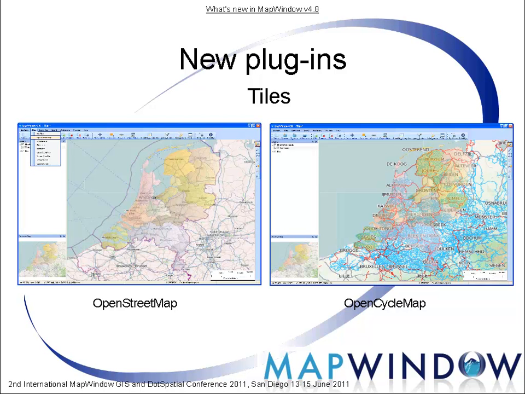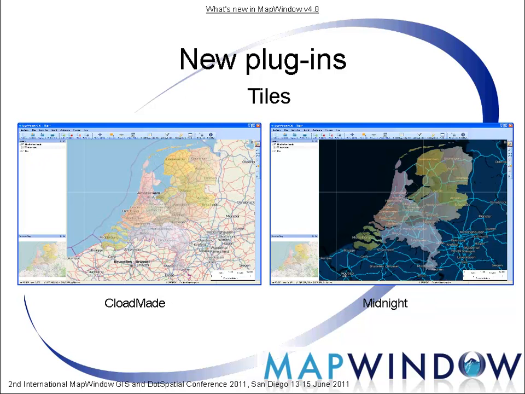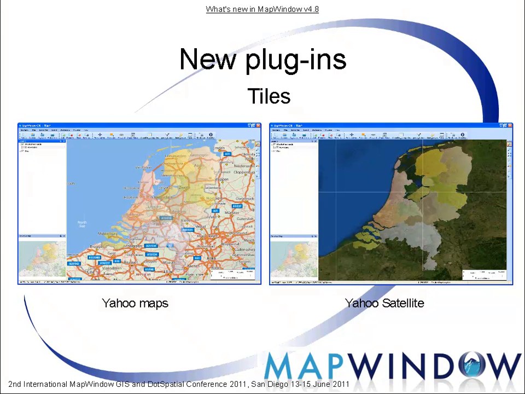The main benefit of this plugin is that the tiles are locally cached. This means you don't need an internet connection all the time. We use this with our ClickMart application. The tiles are downloaded at the office and the workers take the tablet PC with the cached tiles outside and can use them without an internet connection. We support OpenStreetMap, OpenCycleMap, CloudMade, the Midnight, Yahoo Maps and Yahoo Satellite.